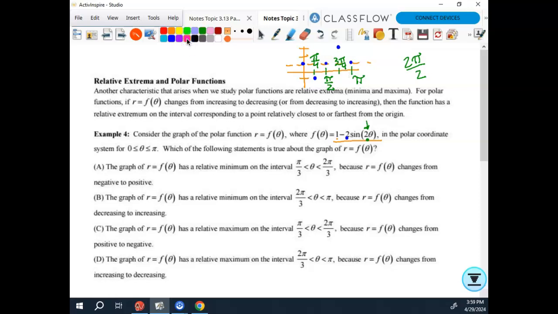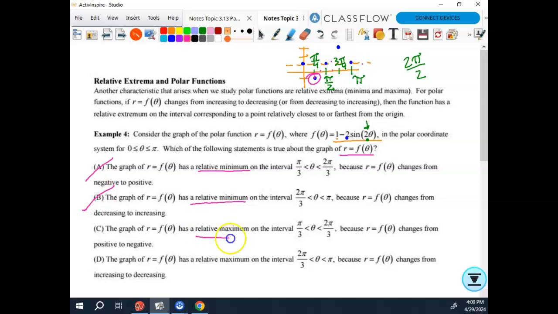But look what this says. This says, consider the graph of the polar function in the polar coordinate plane. Which of the following statements is true about the graph of r equals f of theta? This says the graph of r equals f of theta has a relative minimum on the interval from pi thirds to 2 pi thirds. Okay, so pi thirds is right here. It's between pi fourths and pi halves, and 2 pi thirds is right here. We do not have a relative minimum because that would be our minimum. I don't like A. We have a relative minimum on 2 pi thirds to pi. Well, again, 2 pi thirds to pi is over here. This is my minimum, so that's a no.